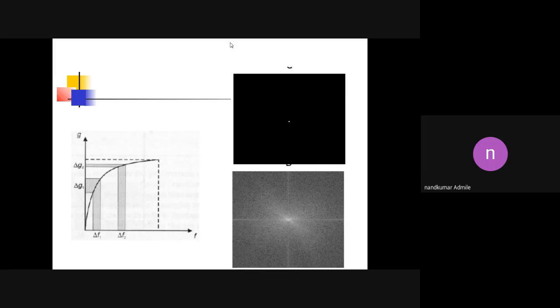Everyone understood the concept of brightness enhancement? Yes, understood? Yes, sir. Okay.